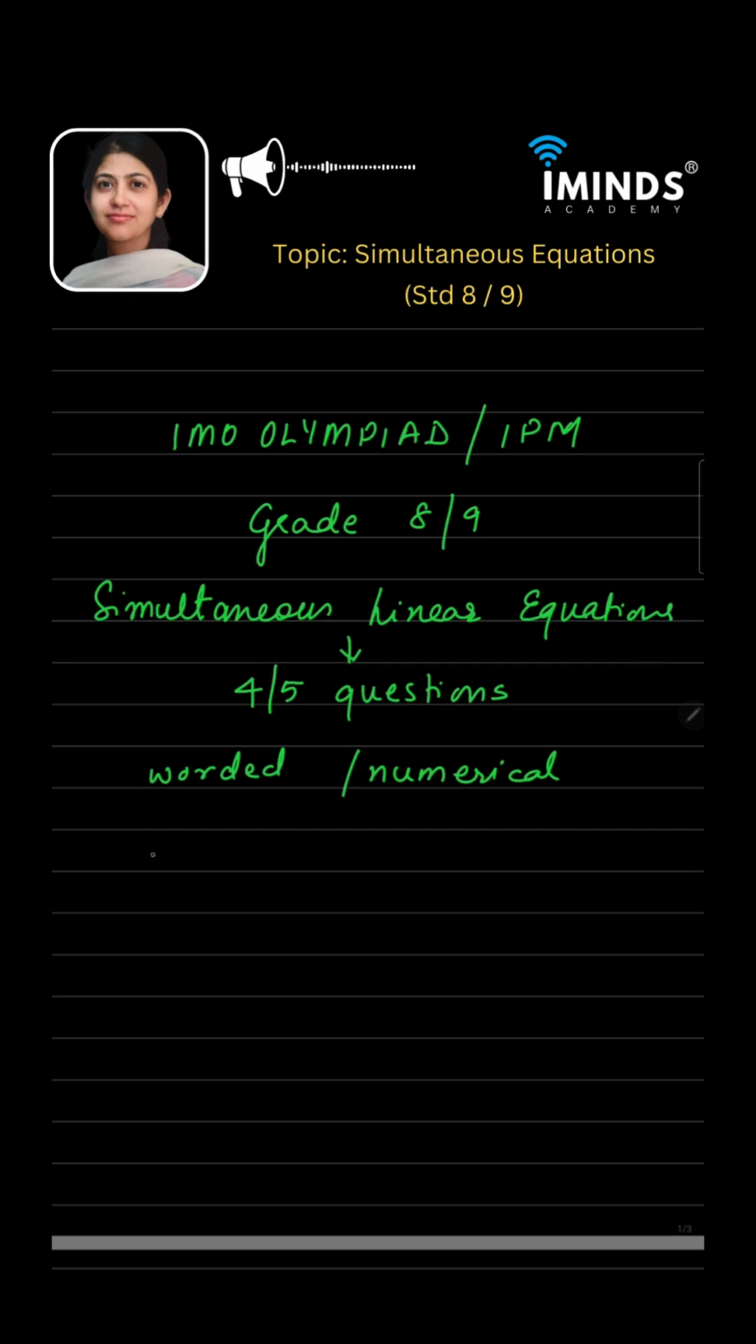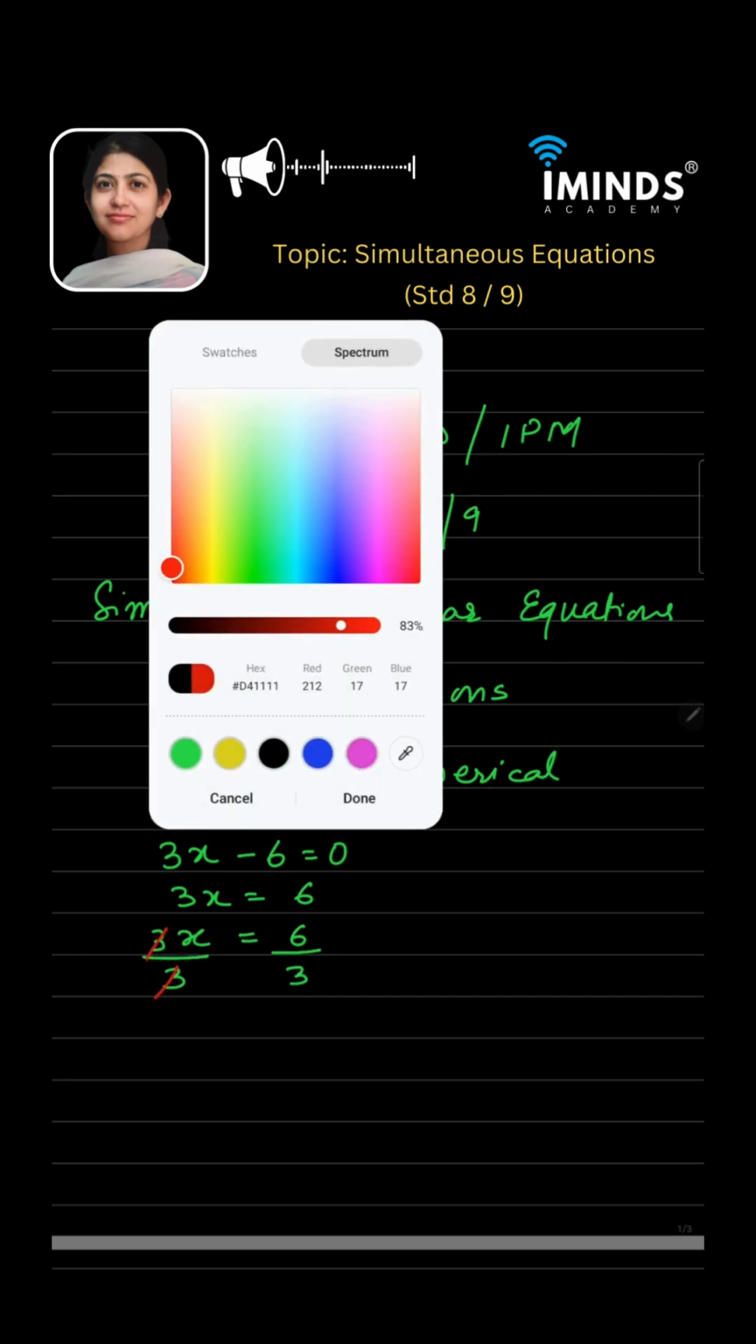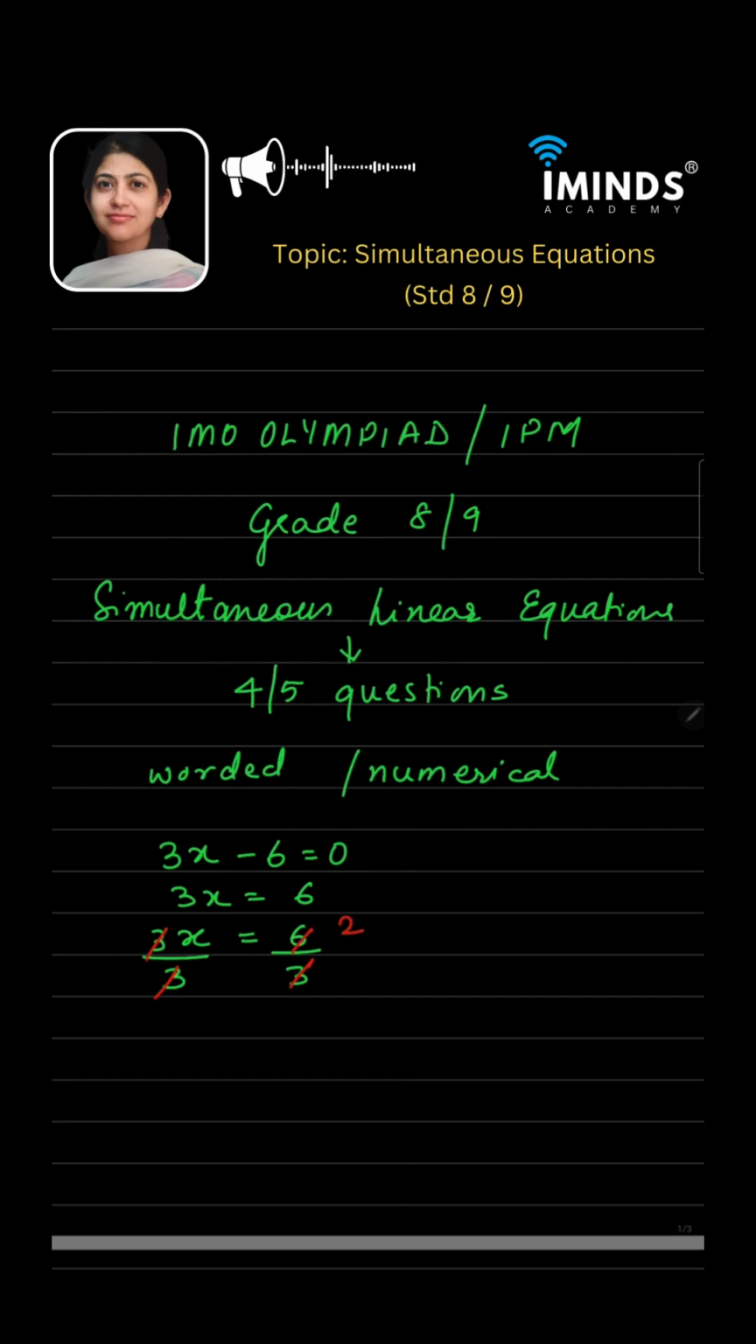See, you all know the normal linear equation with one variable. That is, suppose it is 3x minus 6 is equal to 0. So you know how to solve this. You will transpose 6 to the right hand side. So it will become 3x is equal to 6, and then you will divide it by 3 on both the sides. So you will get, this 3 will get cancelled. So you will get an answer as 2. Correct? So your x is equal to 2. आपको यहाँ पर solution मिल गया.